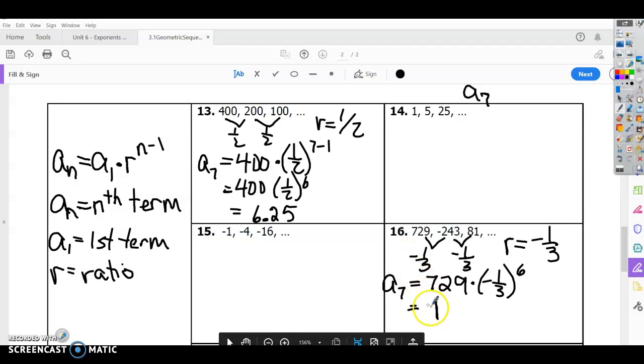So what does that tell us? That tells us the 7th term in this sequence would be 1. If I continued this pattern of multiplying by negative 1/3 again and again, when I got to the 7th term, let's see, 1, 2, 3, 4, 5, 6, 7, the 7th term would be a 1. Okay? Pause this if you need to. We're going to move on.